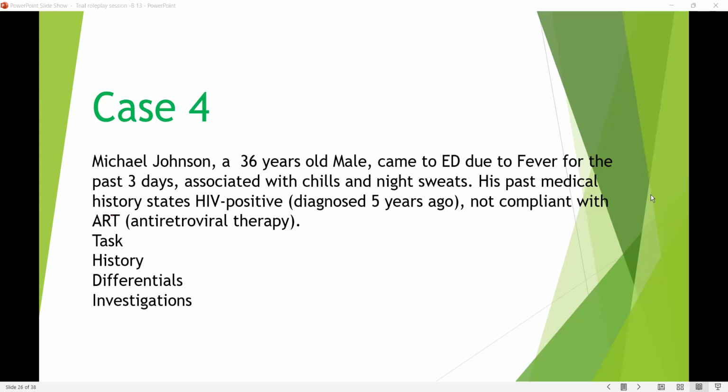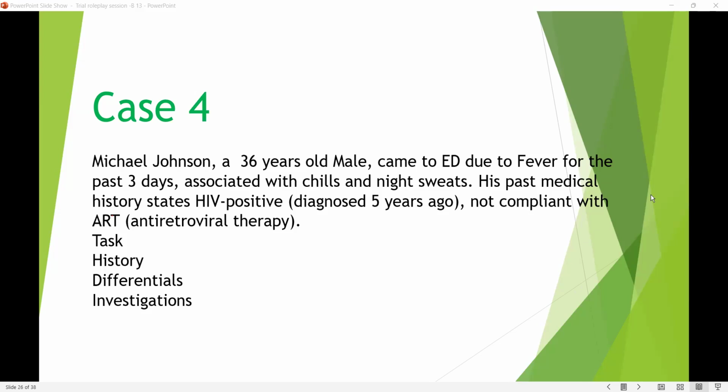Now, coming to the investigation, good thing you already mentioned CBC and chest X-ray, but you haven't mentioned blood culture. You mentioned urine culture. Your patient has fever for 3 days, and you are not ordering blood culture. That is a critical error. Okay. Right.